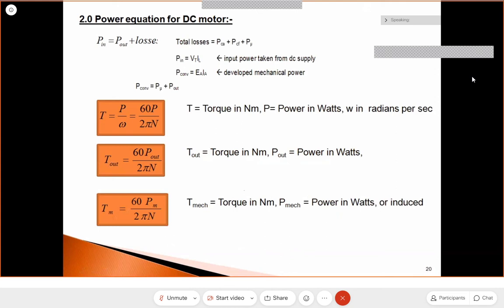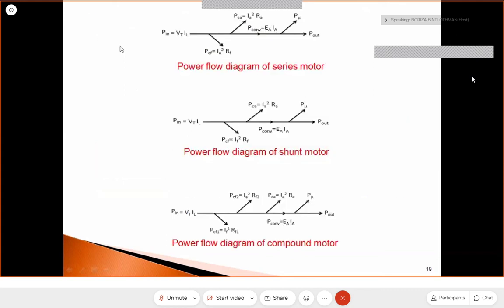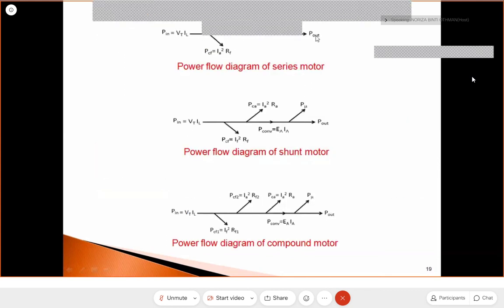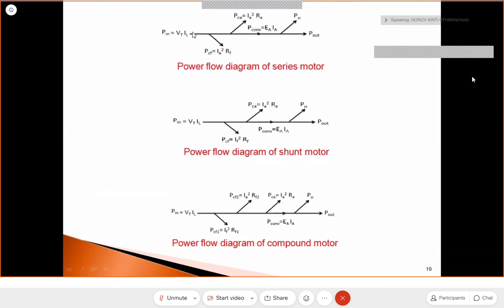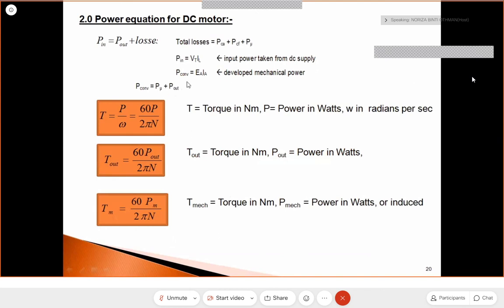Okay. Power, so for power, P in equal to P out plus losses. Maksudnya output plus losses, kalau tengok daripada ni pun, P in adalah out plus dengan semua losses tu. Bila you ambil out ni, sebab ni include, bila out tu include dengan P converted. Okay, and then total loss akan jadi PCA, PCF.